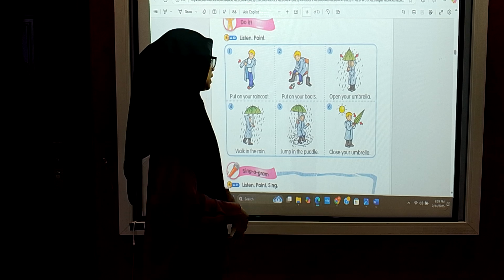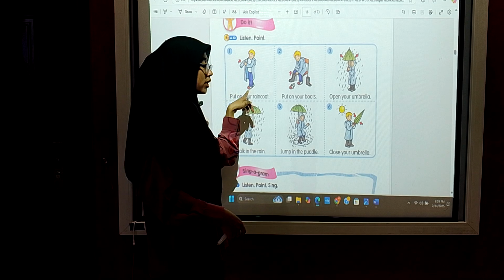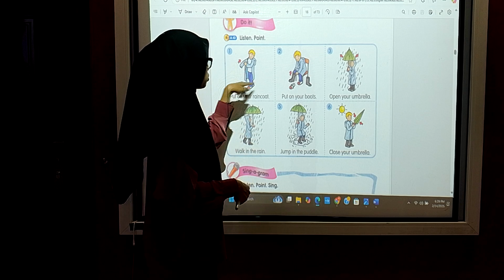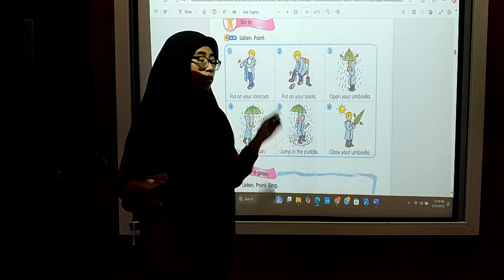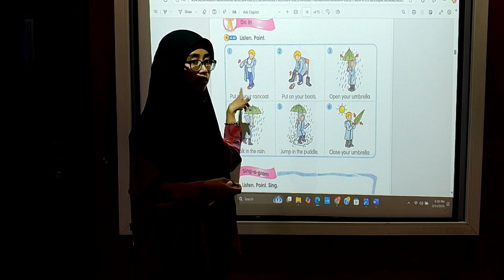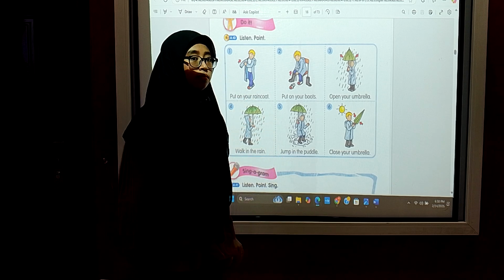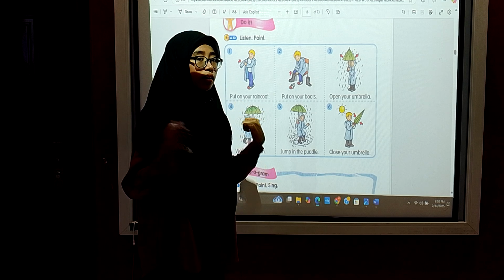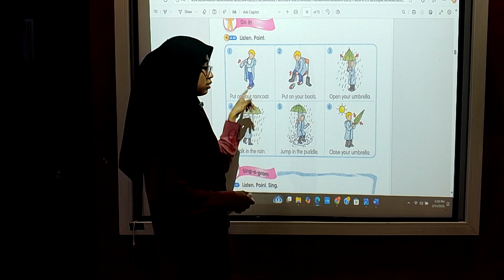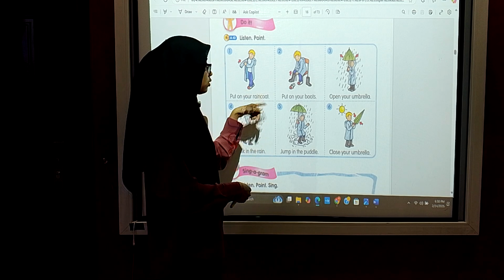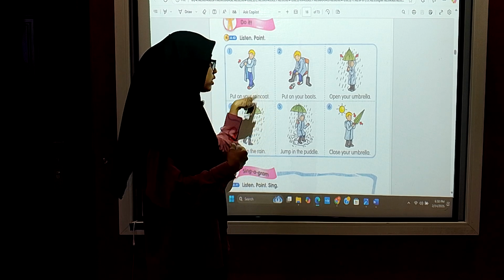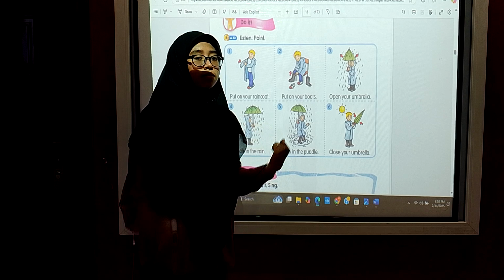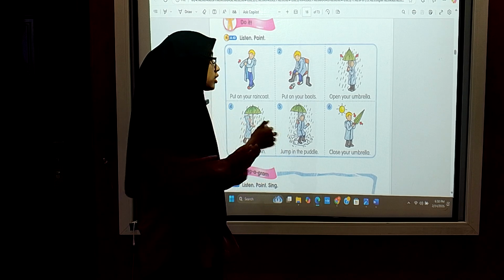And then after that, I ask about the meaning. What is the meaning of put on your raincoat? Usually they just keep silent. And then I ask them to look at the picture, like, what is he doing here? Put on, pakai means pakai. Raincoat, they don't know. So I just say coat means jas, and rain is hujan. Put on your raincoat means pakai jas hujan, and then I ask them to write down the meaning.